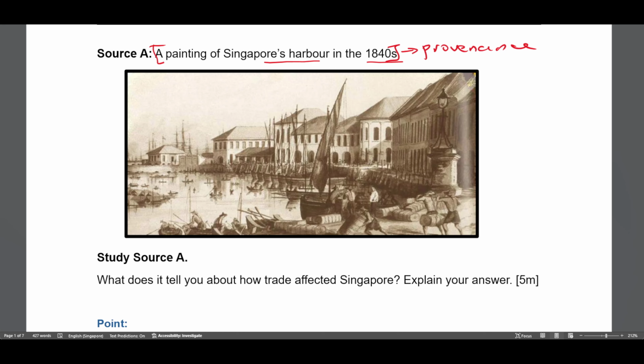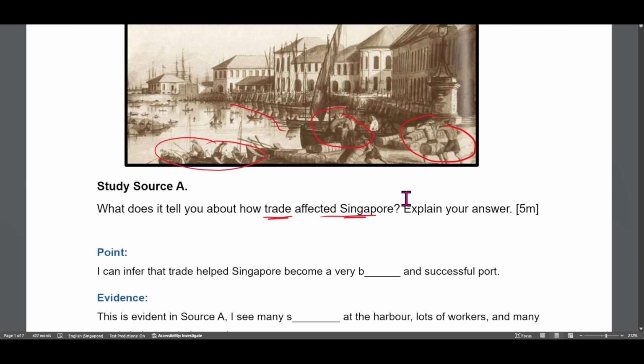So now that you know that this shows Singapore in the period 1840s, and they're asking you, what does it tell you about how trade affected Singapore? Explain your answer. So you must study the cartoon or the painting carefully. You can see people carrying things here. They are loading ships. There are many ships in the harbor, many small boats and many ships. There are many people around. So this gives you an idea of what Singapore looked like about 200 years ago, and how did trade affect Singapore. So with this information, you can start your answer.